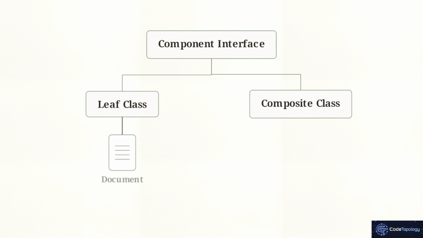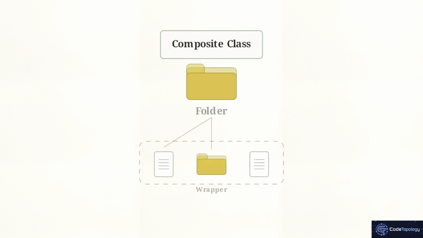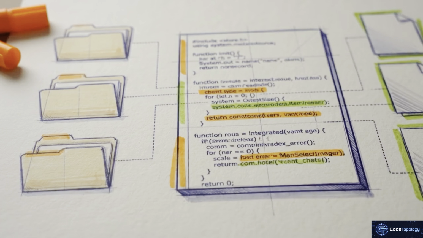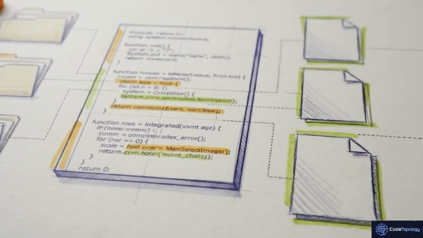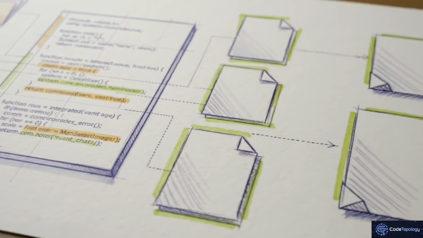A single paper document acts as the leaf. A physical folder acts as the composite. It doesn't have inherent content. Instead, it's a wrapper forwarding actions to nested items. Once you internalize this direct translation between real-world taxonomy and code structure, the perceived complexity of the pattern disappears.